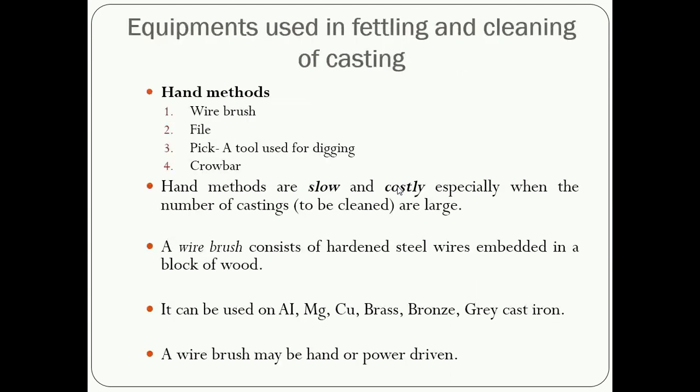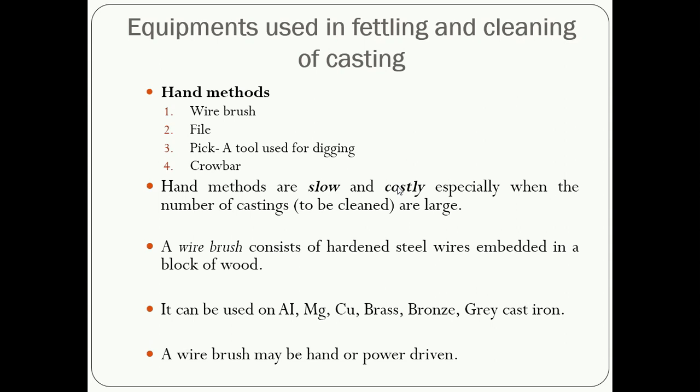Now first, hand methods. There are 4 different methods which are done by the operator's hand for cleaning the surface of casting. First is wire brush, second is file, third is pick, and last one is the crowbar. Now we know that hand methods have some limitations, and they are mostly suitable for small quantities, as well as when the size of casting is small. Hand methods are slow and costly, especially when the number of castings is large. If the number of castings is large, these methods are not economical to use. Again, if the size of casting is more, it is also not possible to use them in those conditions.